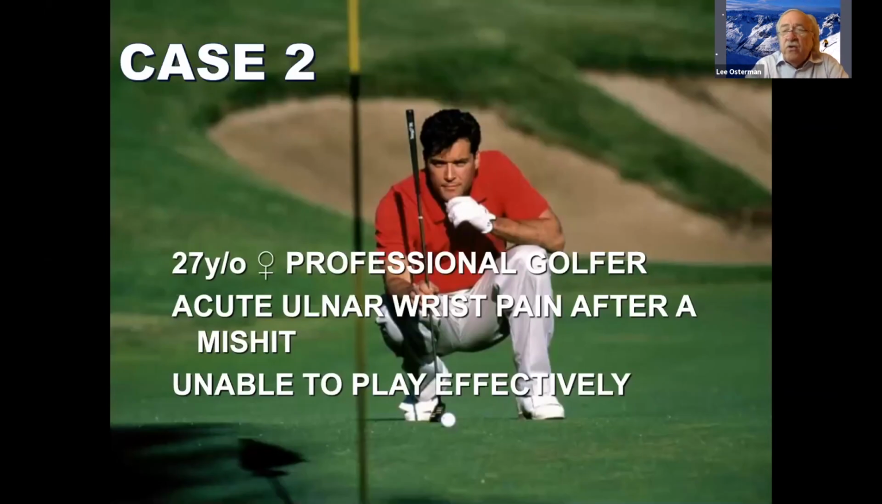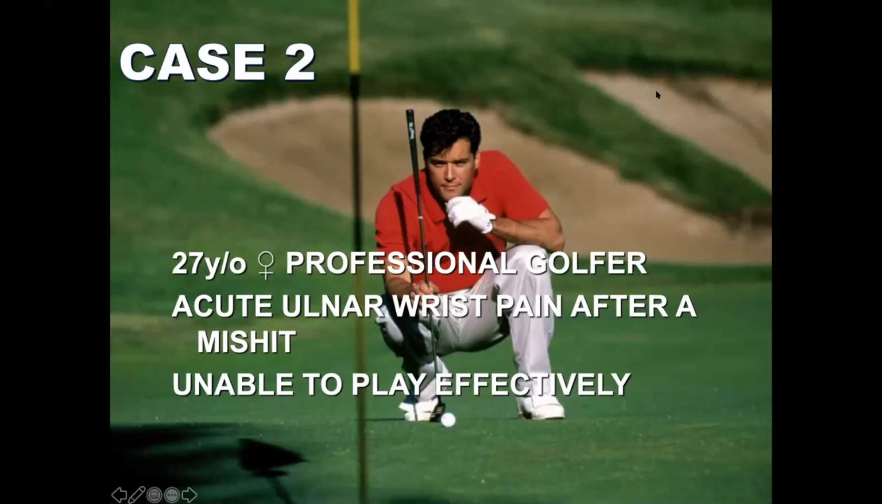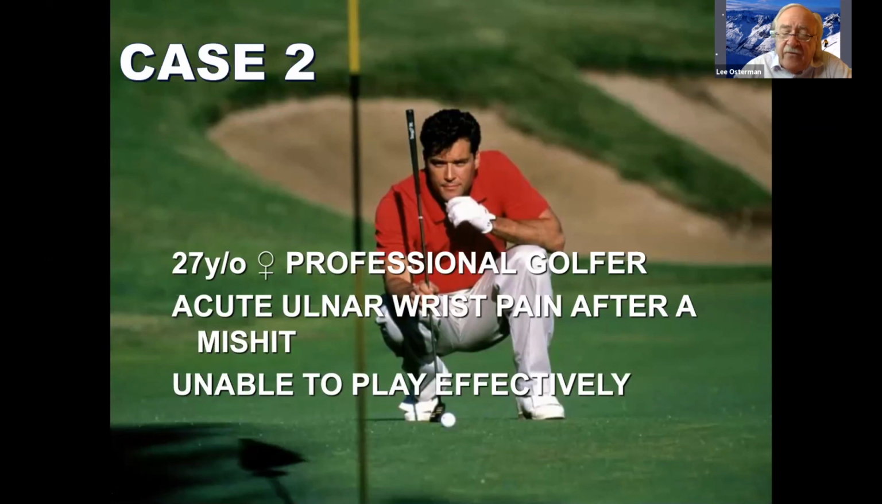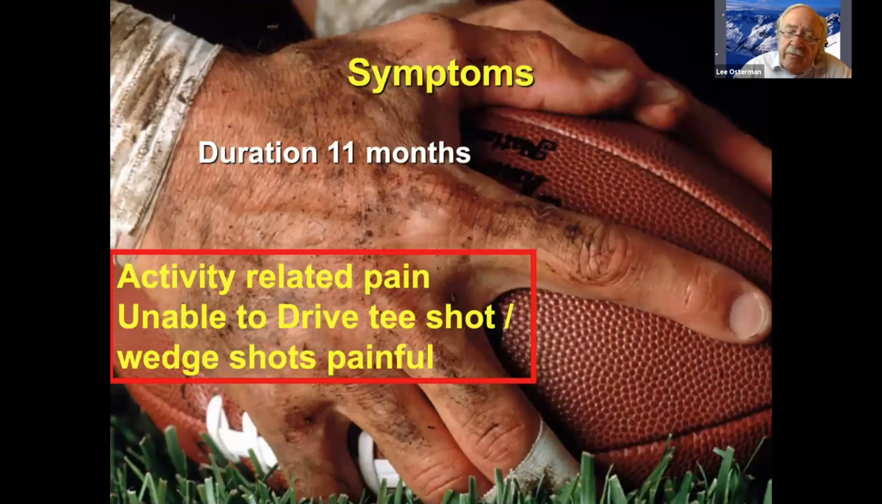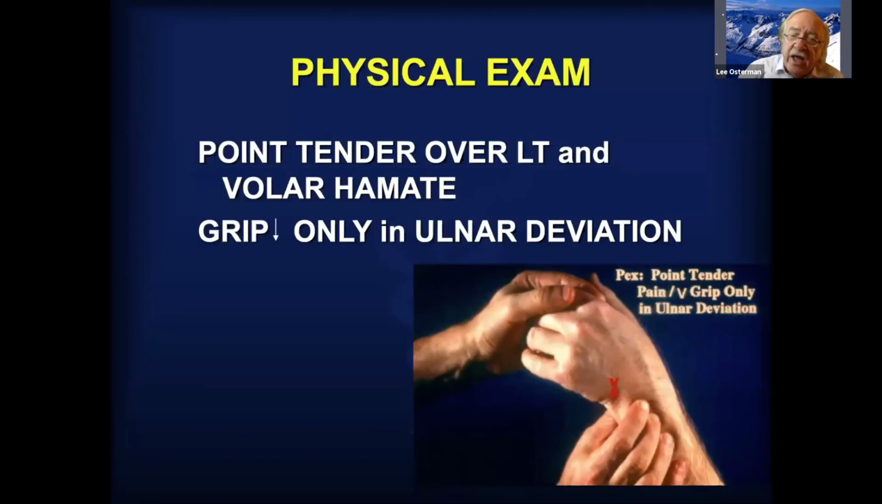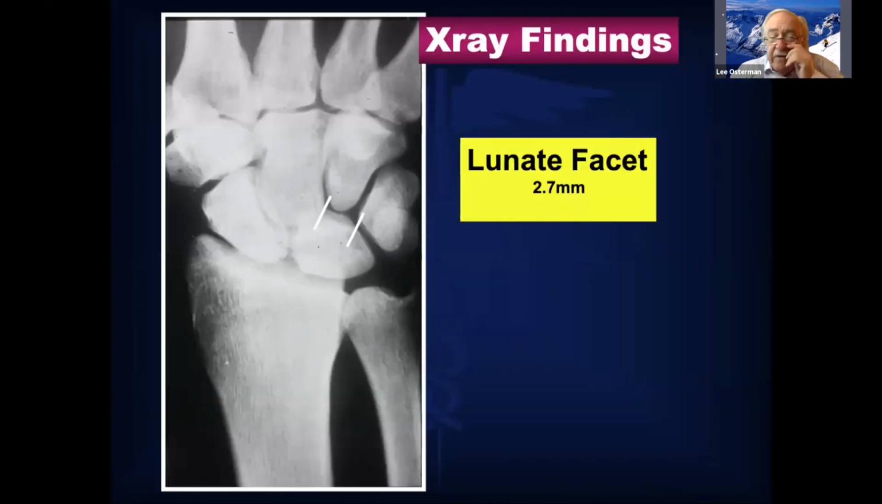Okay, case 2. And I think this may be our last case, but I think it's an important one. A 27-year-old professional golfer with acute ulnar wrist pain after a mishit, unable to play effectively. He has had symptoms for about 11 months, only activity related. It doesn't bother him all the time, but it bothers him when he drives a tee shot or when he hits wedge shots. When you examine him, he's point tender a little more distal than the normal LT. His grip strength is weak, only in ulnar deviation.